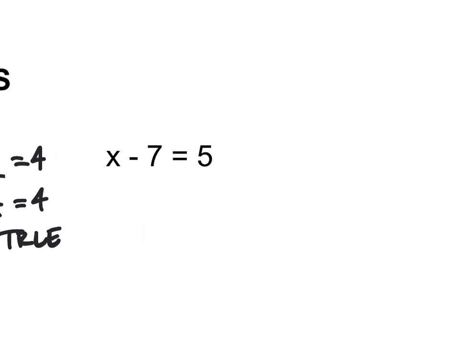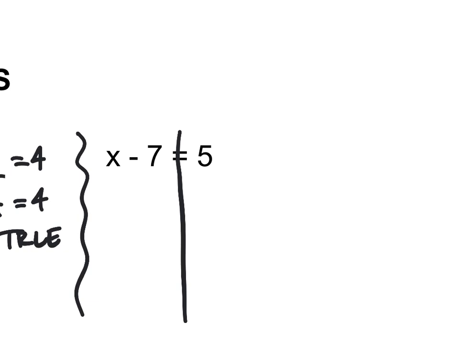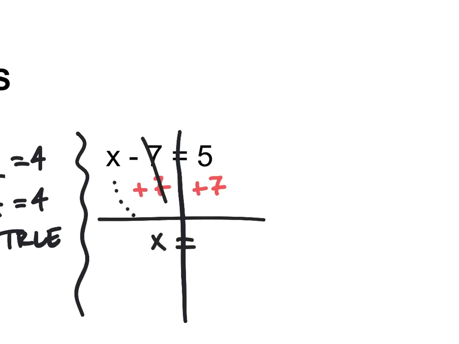Now, if I look at this next example here, x minus 7 is equal to 5. What I want to do is move this negative 7 to the other side. Now, let's draw our line down the middle. And let's go ahead and do the opposite of subtracting 7, which in this case would be adding 7 to both sides. All right, the negative 7 plus 7 cancels out, drop down our x, and then we get 5 plus 7, which is 12.